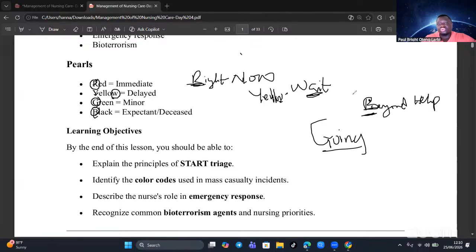So when you meet a patient who is dying, when we say a patient is not breathing or is not having a pulse, you start your CPR. So why is it that there are some people we are saying are beyond help? So let us put them in black. Let us allow them to die. So you start with your breathing.